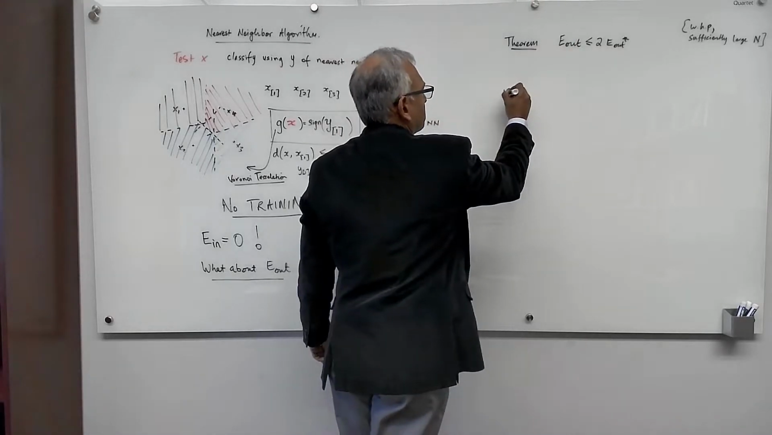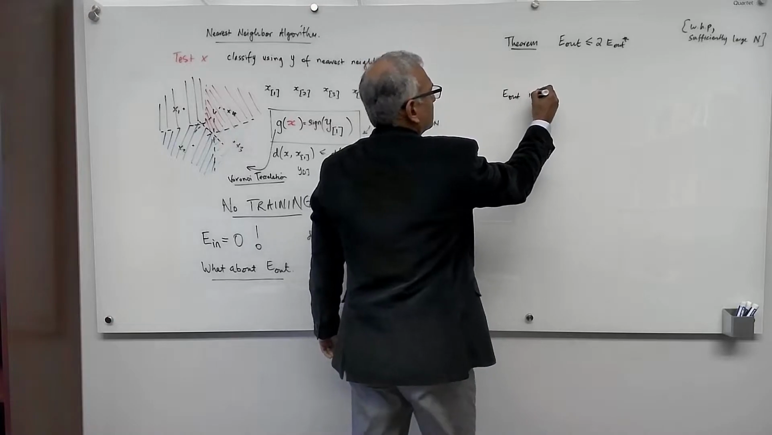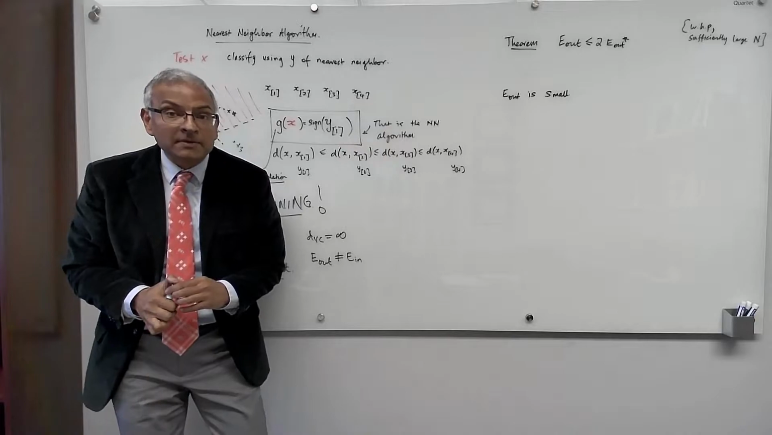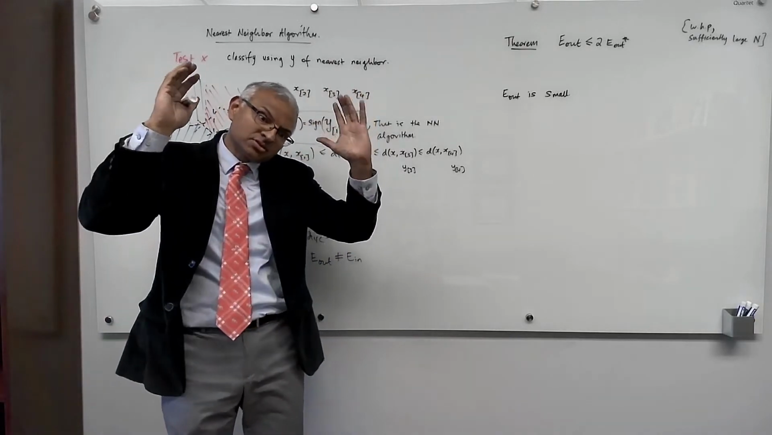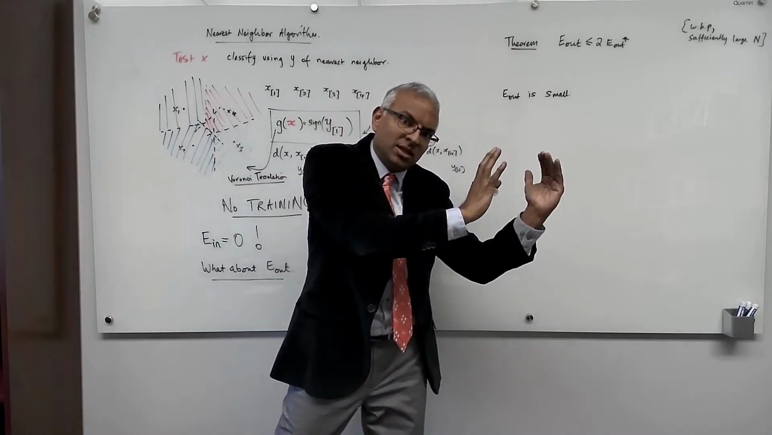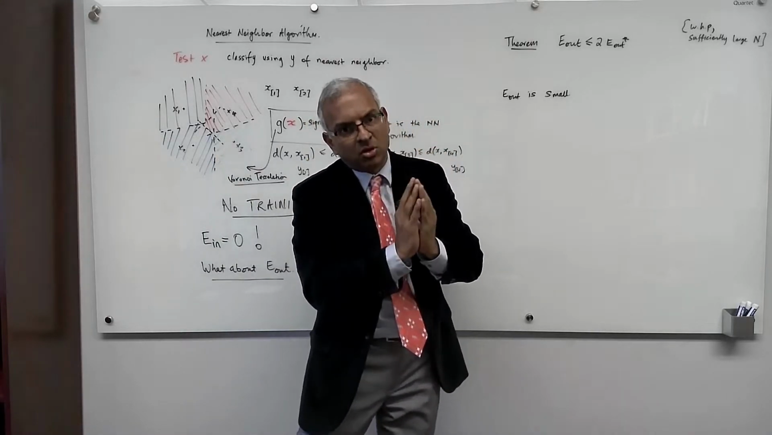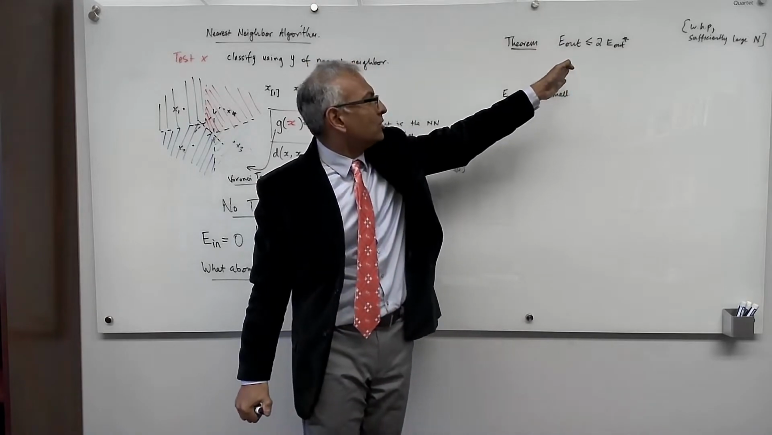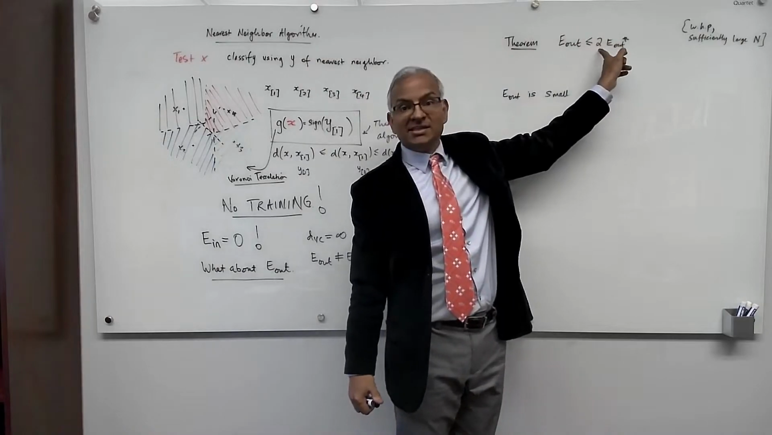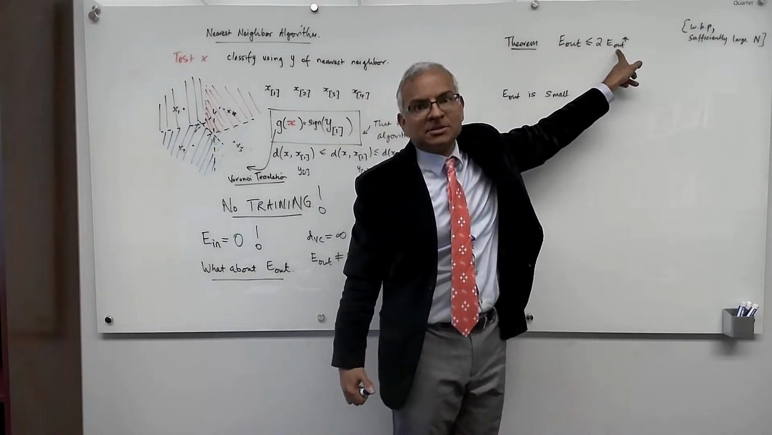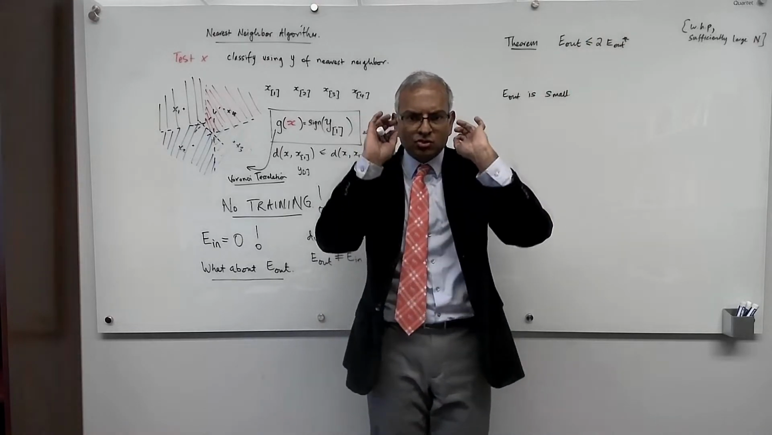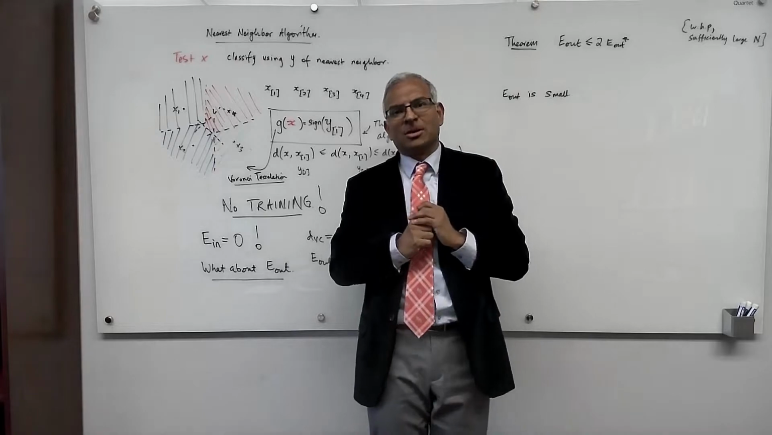So E out is small. And that's sufficient for learning, right? So in the two-step process, we got learning by setting E in small and then getting E out to be close to E in, and therefore we conclude that E out is small. So here we are going to directly show that the out-of-sample error is small. How small? At most twice the optimal out-of-sample error. So let that sink in. At most twice the optimal out-of-sample error.